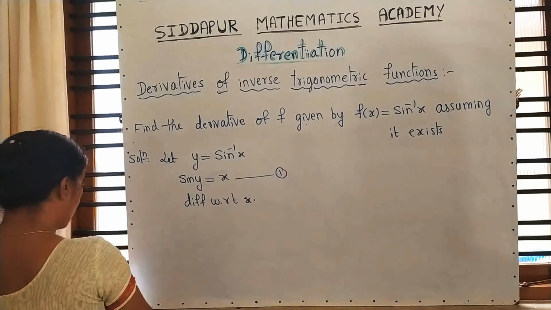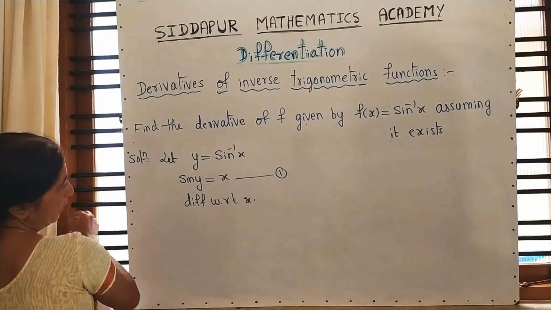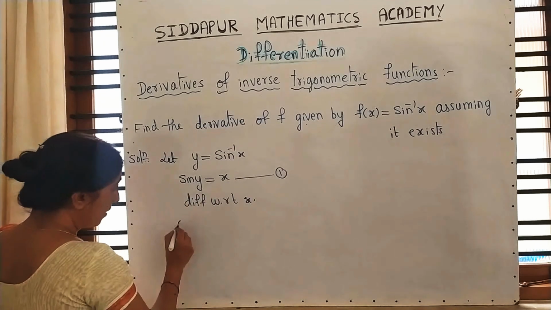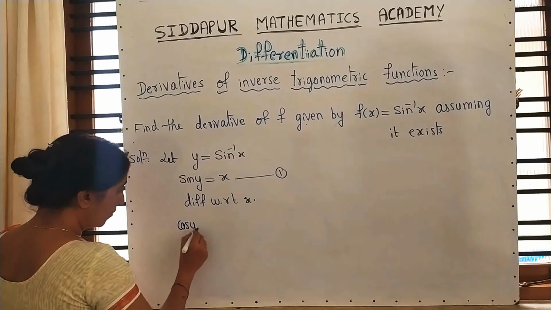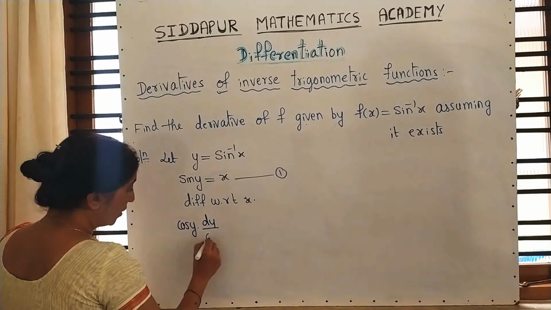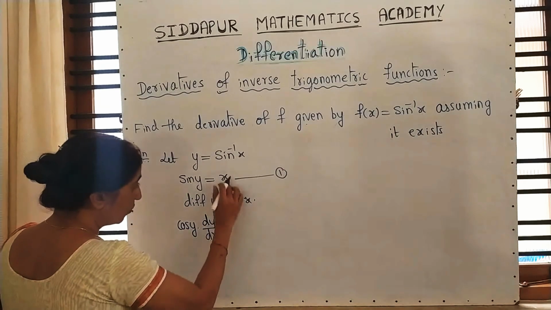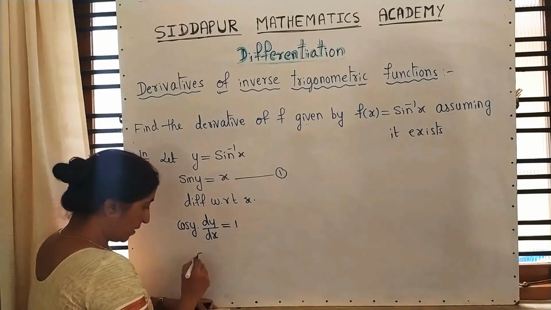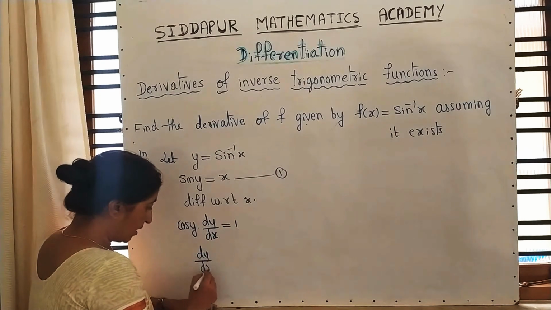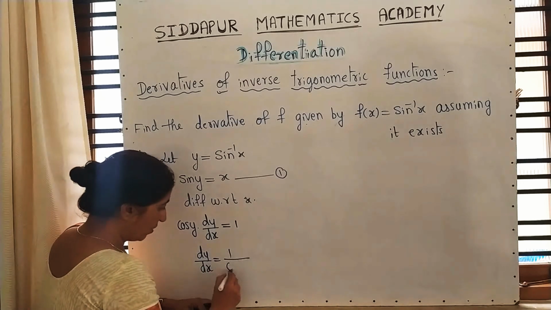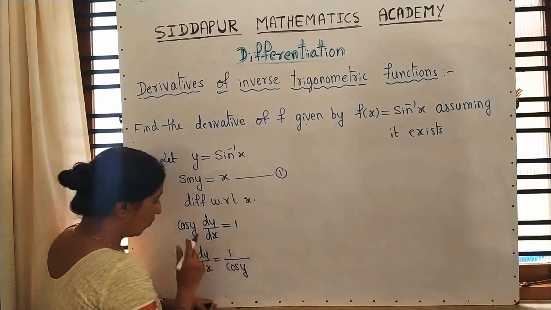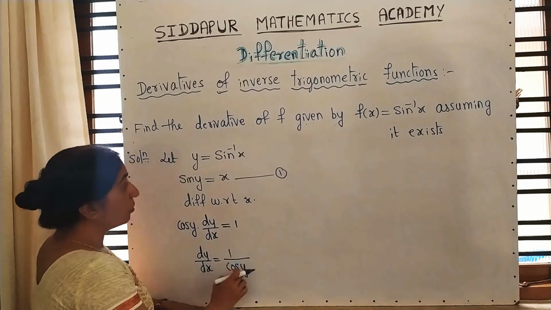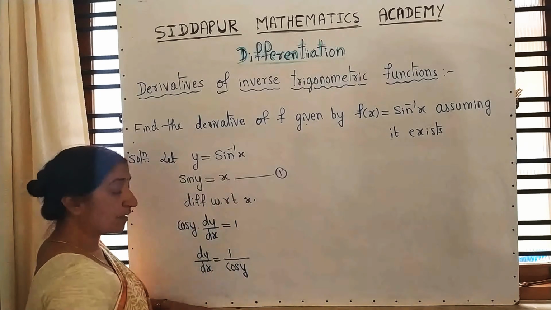You are familiar with the differentiation of implicit functions, right? Then tell me, what is the differentiation of sine y? Differentiation of sine y is cos y into dy upon dx is equal to, what is the differentiation of x with respect to x? 1. Dy upon dx is equal to 1 upon cos y. Here we got the answer for dy upon dx as 1 by cos y. But the problem is stated in terms of x.